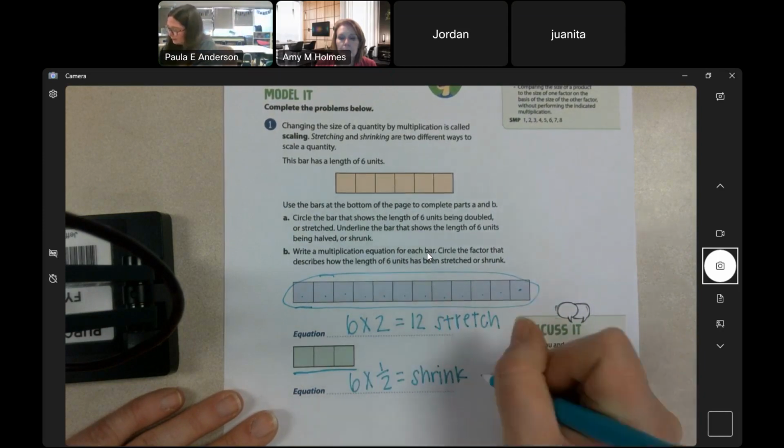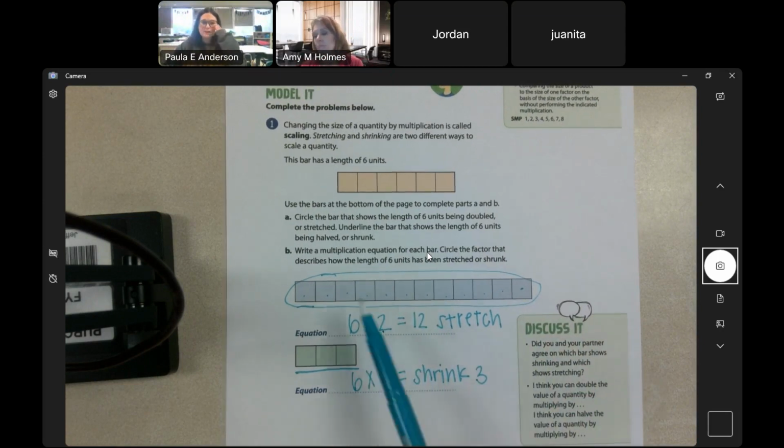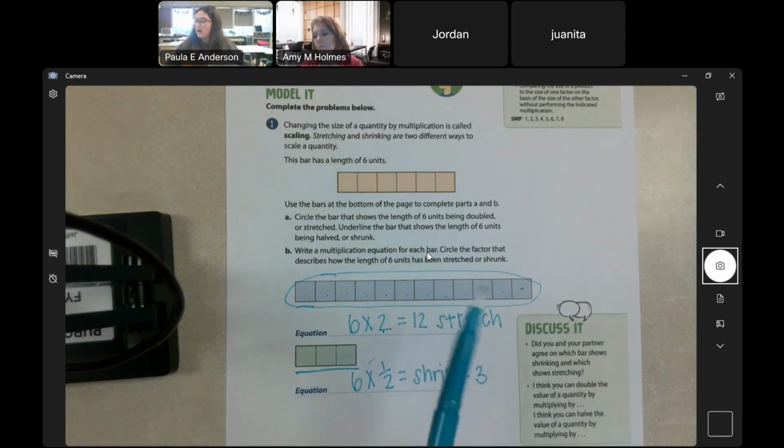We got 3. So we stretched the one that we doubled and we shrank the one that we halved. We have a whole number that we're multiplying by, so it got bigger. And then if we multiplied by a fraction, it shrank. So really just stretch and shrink is what we're talking about, and seeing how what we multiply by will either stretch it or shrink it. So that's what they're talking about in 5th grade this week.